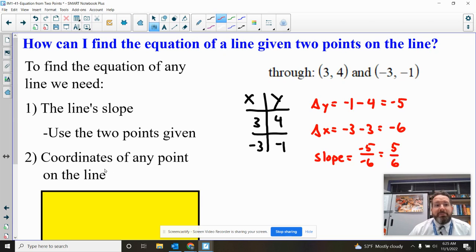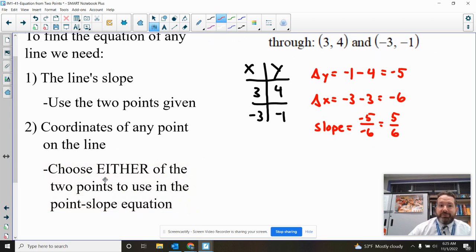So to get now the point on a line, well, my goodness, we've got 2 points on the line. There's no work to do there. And here's the trick. You can choose either point to use in the point slope equation. It doesn't actually make any difference. So your equations may look different, but they'll be the same.